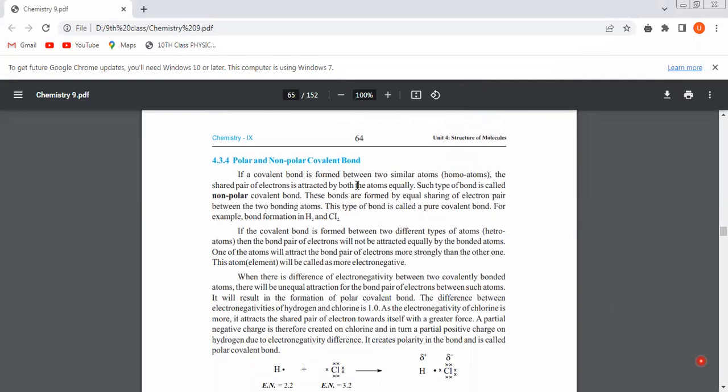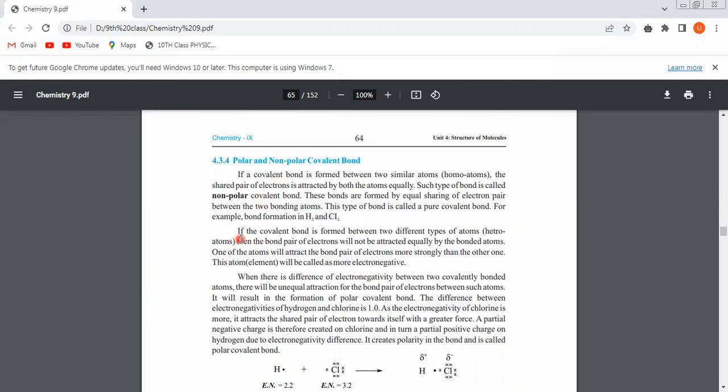Polar and non-polar covalent bond. If a covalent bond is formed between two similar atoms, homoatoms, and the shared pair of electrons is attracted by both the atoms equally, such a type of bond is called a non-polar covalent bond. These bonds are formed by equal sharing of the electron pair between the two bonding atoms. This type of bond is called a pure covalent bond. For example, bond formation in H2 and Cl2.